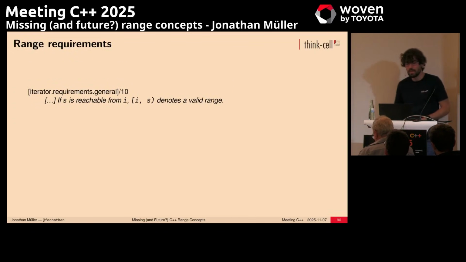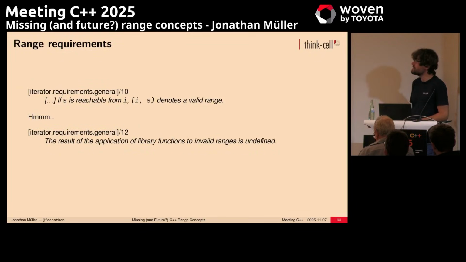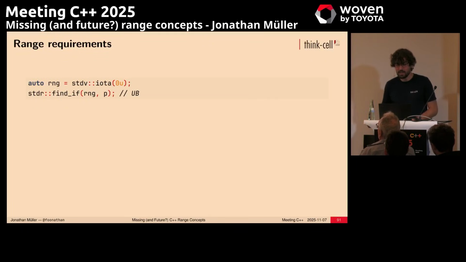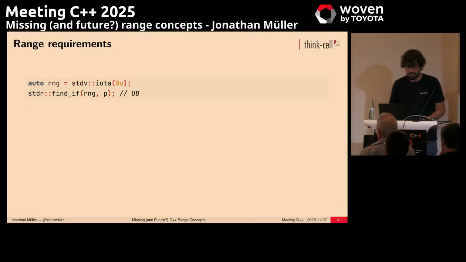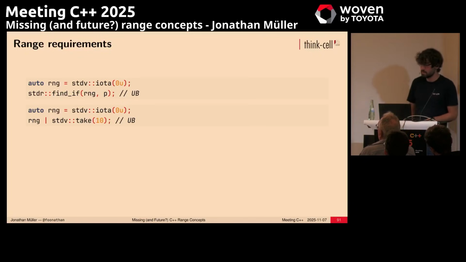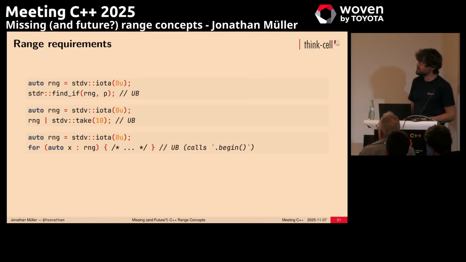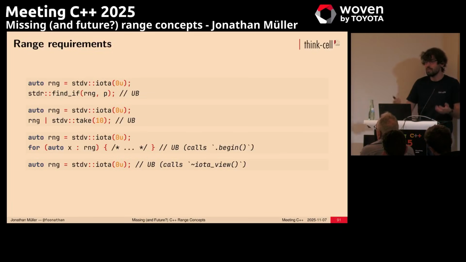However, if s is reachable from I, [I, s) denotes a valid range. The result of the application of library functions to invalid ranges is undefined. What this means is, this code is undefined behavior, because we're applying a standard library function to an invalid range. So is this code. So is this code, because we're calling .begin, a standard library function, on an invalid range. So is this code, because we're calling the destructor of iota view on an invalid range.